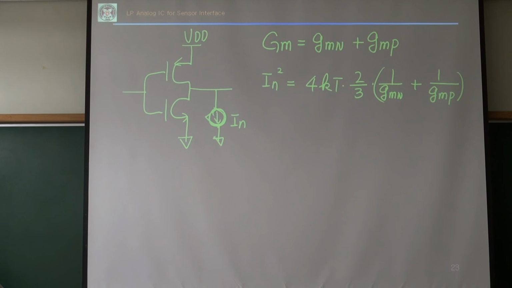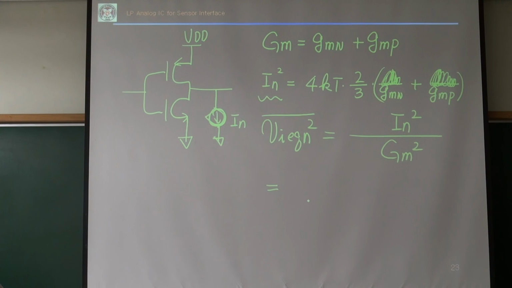Should be GM, right? 4kT times (2/3) GM. Oh, sorry, this should be something like that. This is the power spectral density of noise current. All right, the equivalent input noise voltage will be just this divided by GM square. Then this equivalent noise will be something like that.